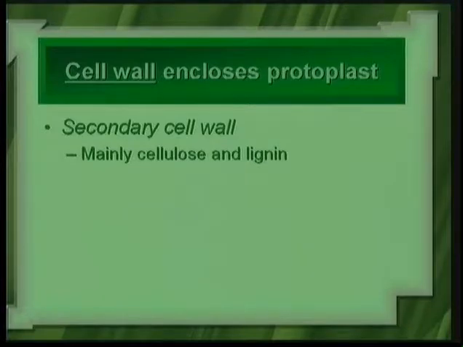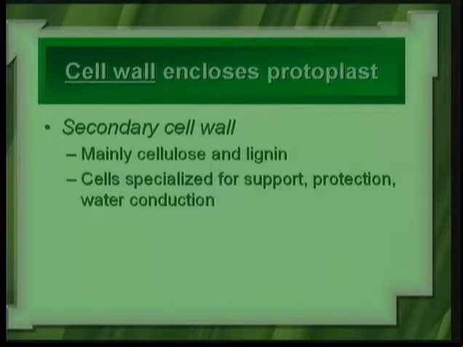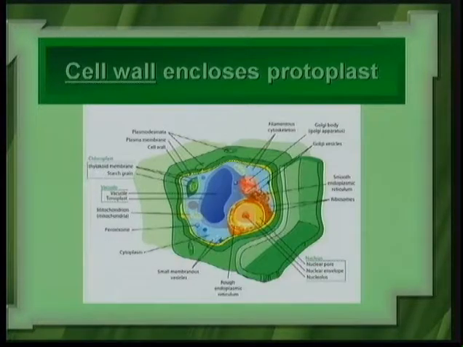The secondary cell wall is also made partly of cellulose, but also of lignin. Lignin is a plant substance that is secreted. It helps the cell wall become very rigid, very, very strong. These secondary cell walls generally occur only in cells such as sclerenchyma cells, which we'll get into later. These are cells that are specialized for support, to keep the plant standing up. It also functions in protecting the plant, as well as in xylem cells, which are used to conduct water in the plant. So here, again, we have the cell wall.